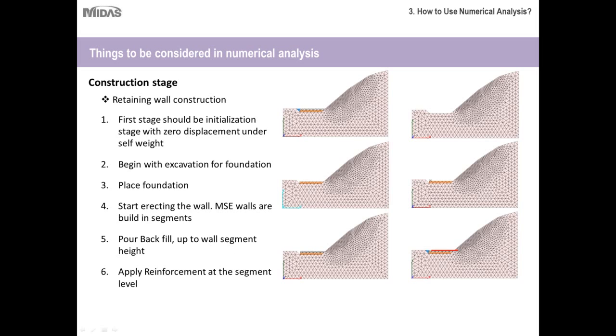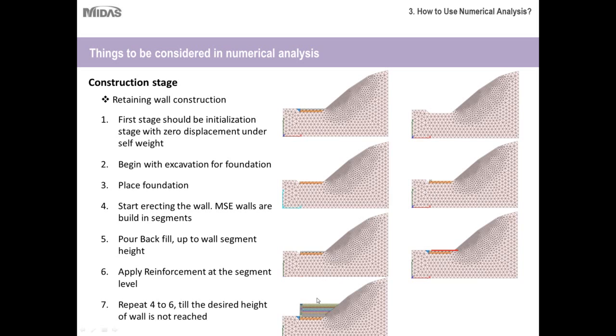That is, we'll first have the segment block placed, then we'll pour the backfill, then we'll apply the reinforcement, and then move forward. So we'll continue doing this till we reach the desired height of the structure.